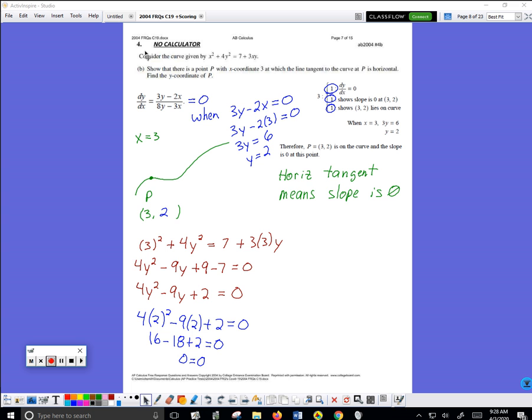Anyway, so that's my formula for the slope. Since the slope has to equal 0, the only way for a fraction to equal 0 is if the top equals 0. So that's why I wrote 3y minus 2x must be 0. Oh, okay, that makes sense. So that's how I figured out that y had to be 2. You get to there? Yes. That would have earned you 2 points, getting that far.